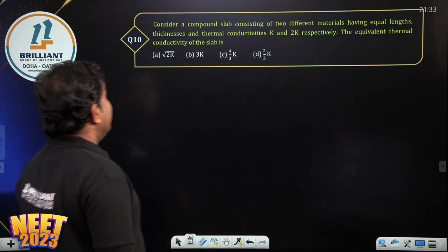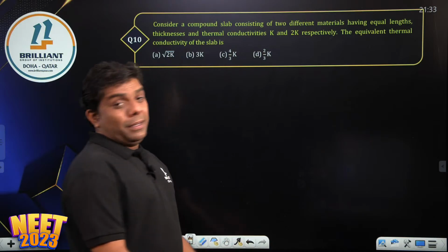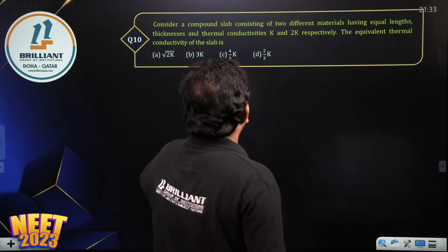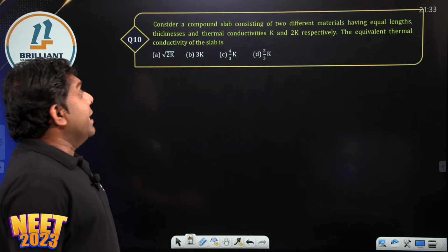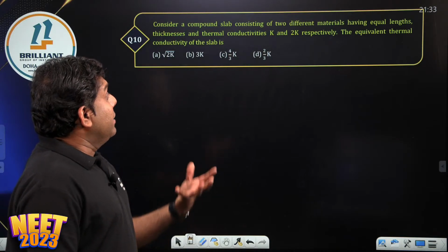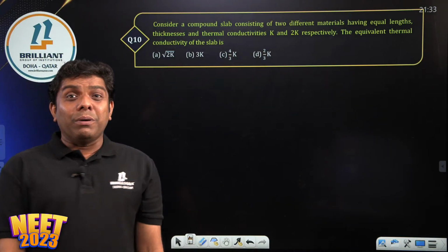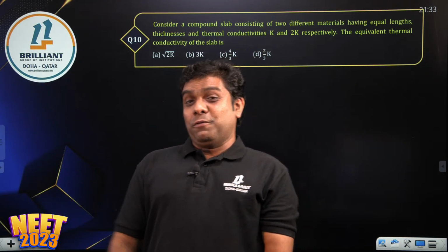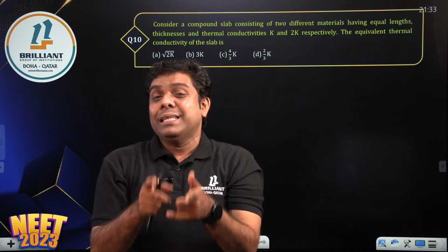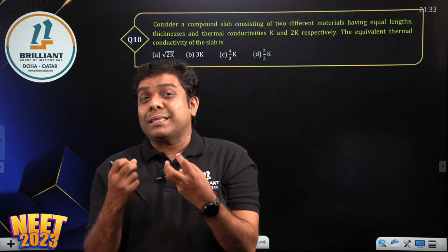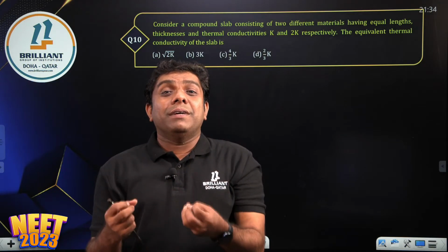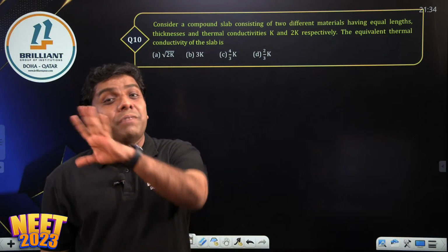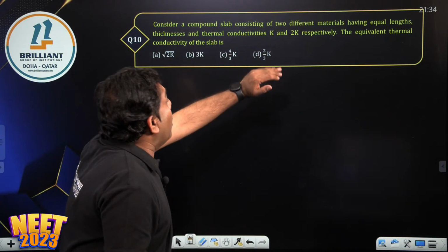Look, question 10. Consider a compound slab consisting of two different materials having equal length and thickness and thermal conductivities K and 2K respectively. The equivalent thermal conductivity of the slab. So there is a problem for those who practice the question. Actually they may have a doubt, sir, here they are asking equivalent thermal conductivity, whether it is in series or whether it is in parallel. So it's understood, we can check both options because it is not mentioned here.